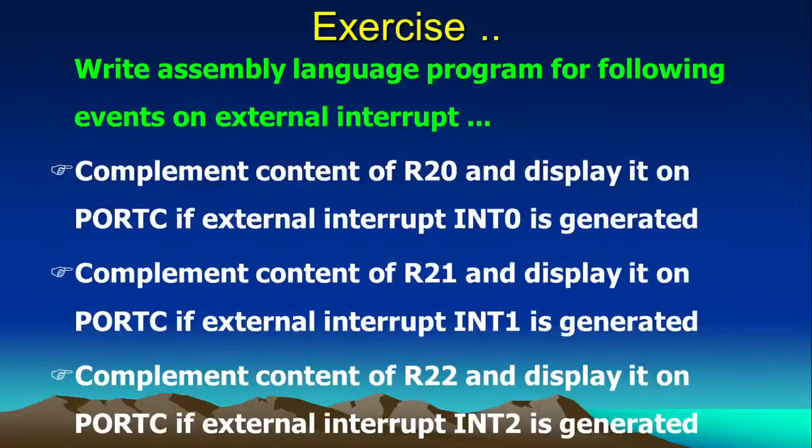Okay, one more assembly language program. Write an assembly language program for the following events on external interrupt. You have to complement the content of R20 whenever external interrupt 0 is generated, and display its complemented content on port C. Then complement the content of R21 and display it on port C if external interrupt 1 is generated. Complement the content of R22 and display it on port C if external interrupt 2 is generated.